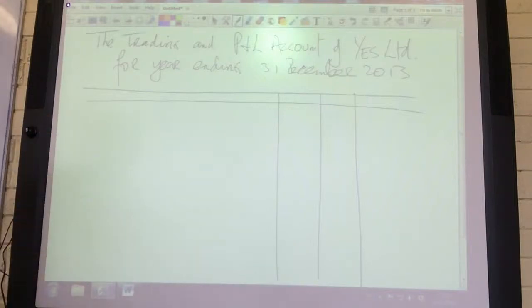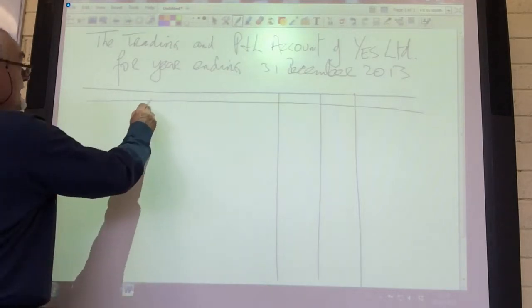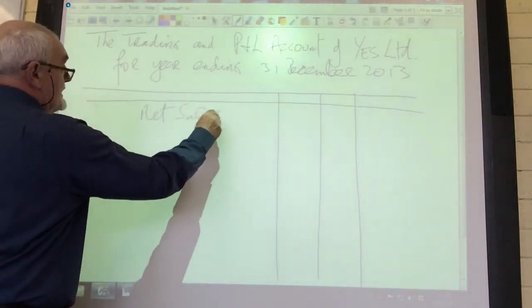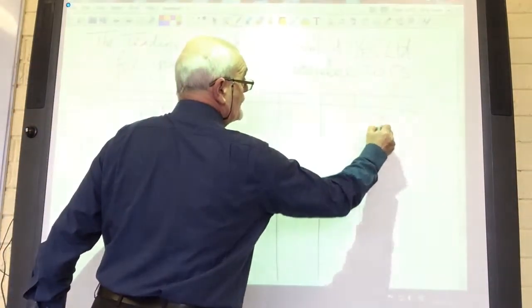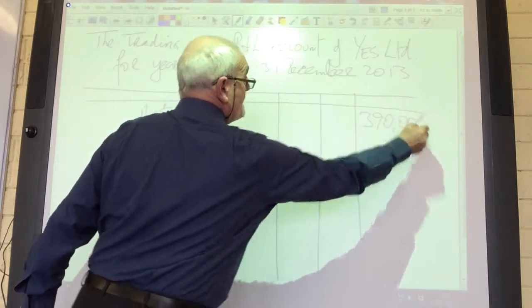We're having another look at the final accounts and balance sheet in the 2013 paper. We're dealing with Yes Limited, the private company. And just an overview of the final accounts first. We have net sales, there are your sales, net sales returns of 390,000. There were no sales returns in this question.